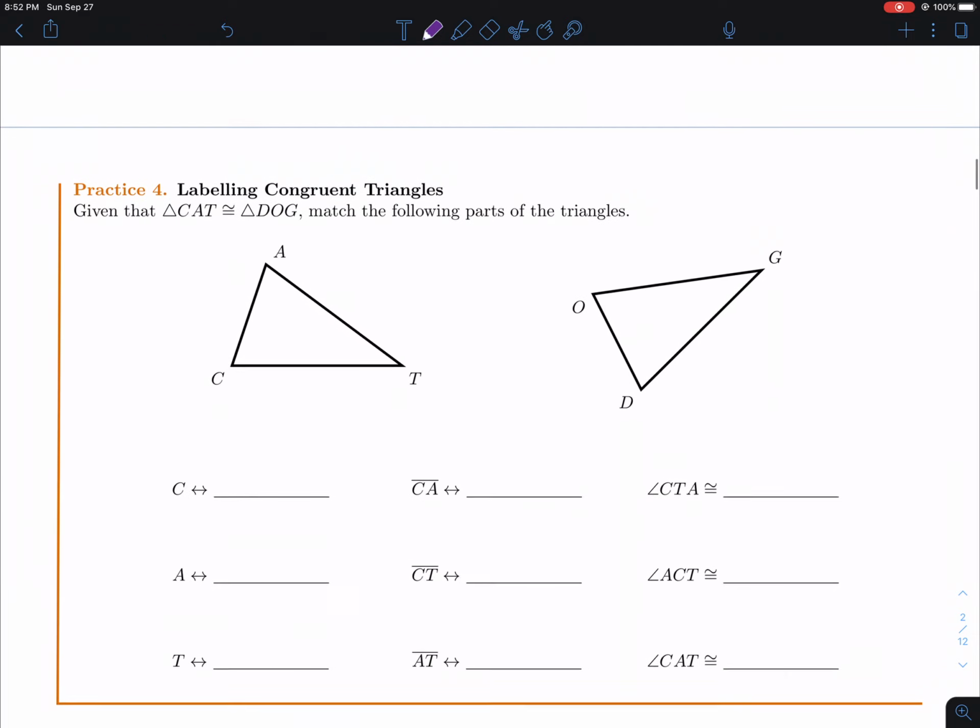So like in the next example, you're going to try to match these guys up and notice the congruence is already given. So you want to label, so which vertex would C go to? Which line segment would CA go to? And so you'll use the second triangle on the right to actually figure out these relationships. So again, I'll let you guys do that one on your own.